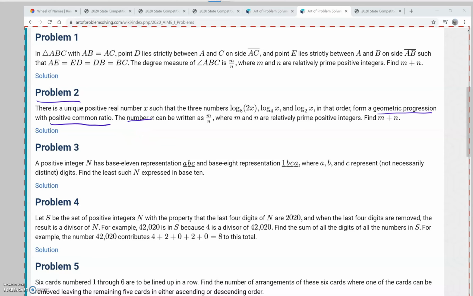Alright, in a geometric progression, when you have 3 consecutive terms, the middle term is always equal to the square root of the product of the left and right terms. So let's use that in this problem. We have log base 4 of x. This is going to be equal to the square root of log base 8 of 2x times log base 2 of x.